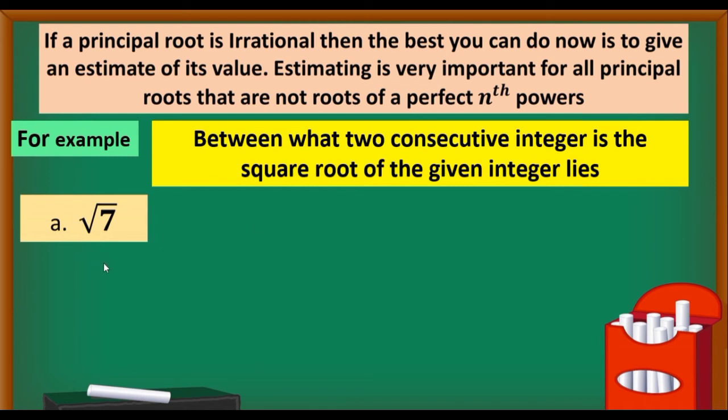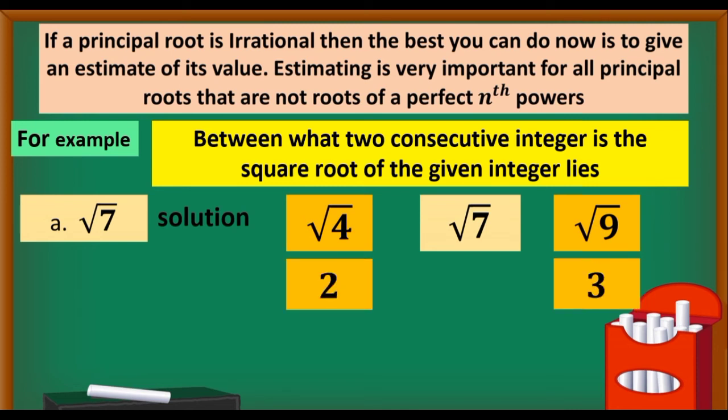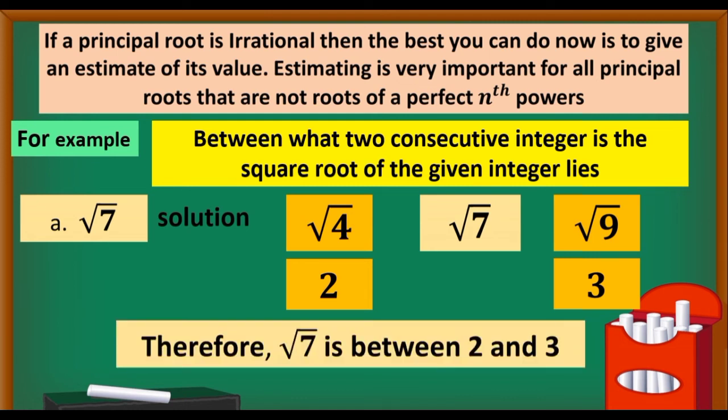So for example, square root of 7. Saan ba siya nakapagitan? So kukunin muna natin si square root of 7, at nakapagitan siya kay square root of 4 at square root of 9. At ang square root of 4 natin ay 2, and square root of 9 is 3. So, therefore, square root of 7 is between 2 and 3. Tandaan natin, dapat alam natin yung perfect square.